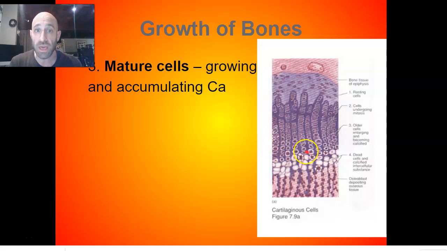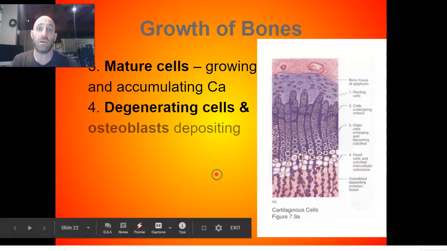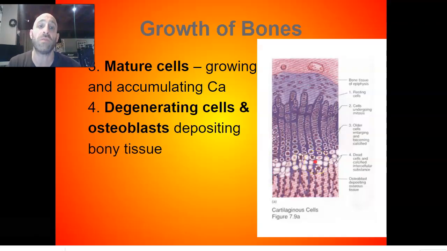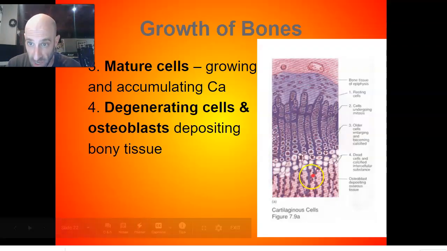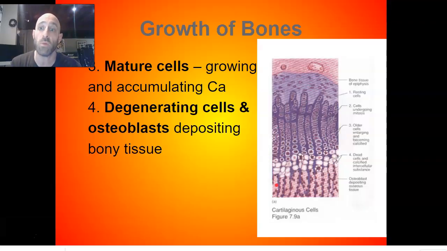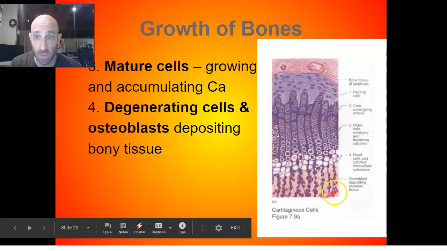So the third zone is the maturation. These cells start to mature, they grow outwards, and then they die. And when they die, they leave these empty rooms behind. And then we have our final zone here, which is considered the zone of ossification or the zone of degeneration. And what's happening here is, you can see it, osteoblasts come in and they start to convert that cartilage into bone, just like in endochondral ossification. They convert that cartilage into a bone material, so everything down below this point becomes bone.